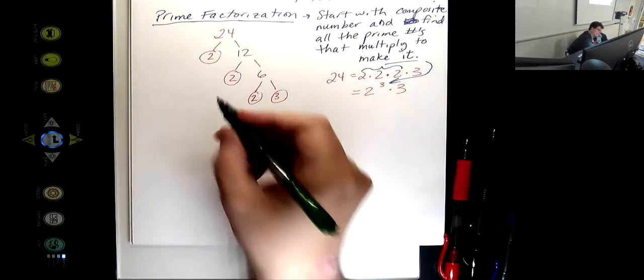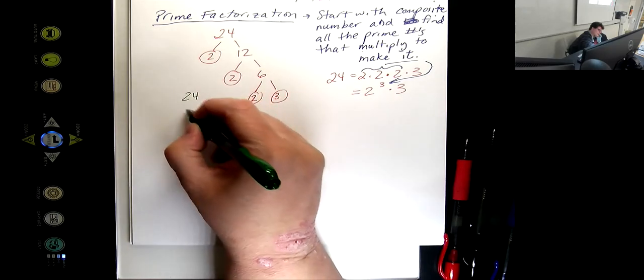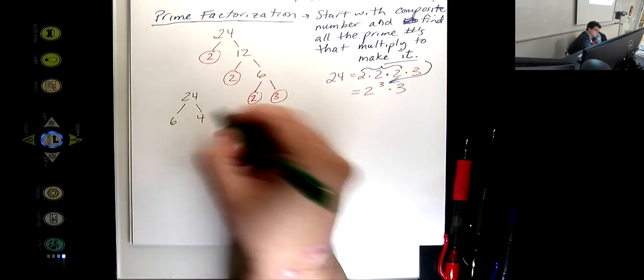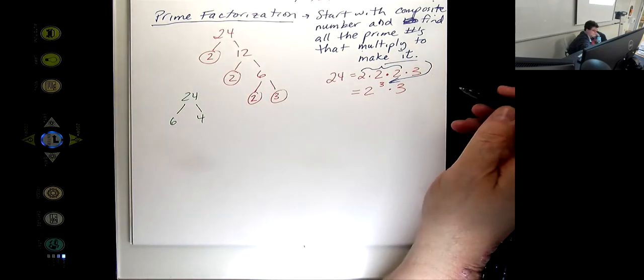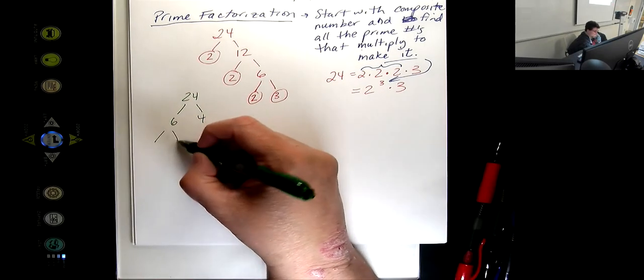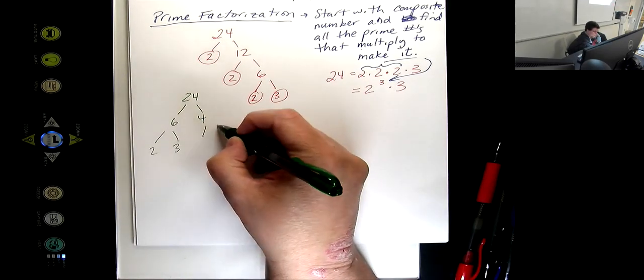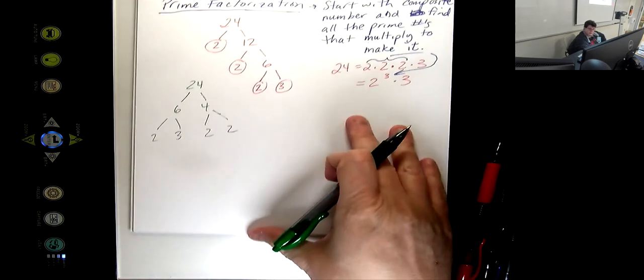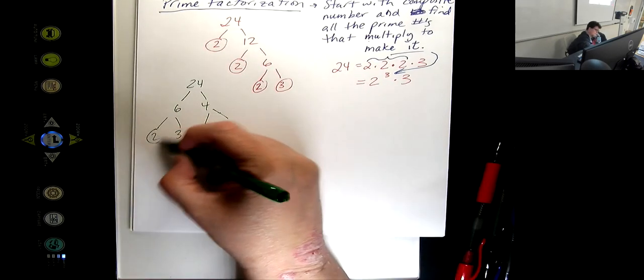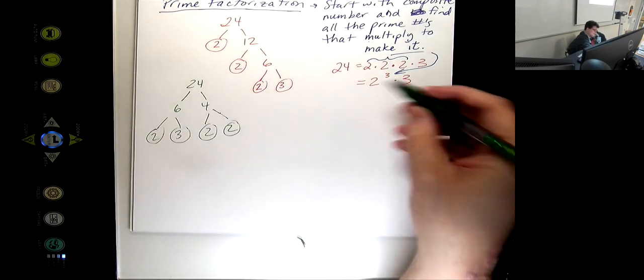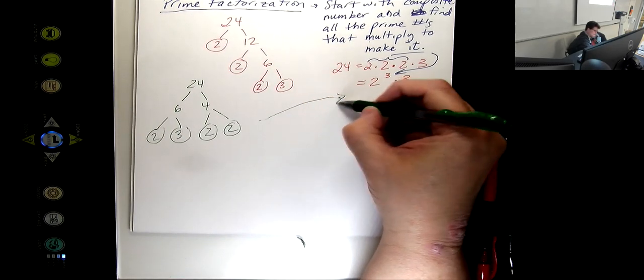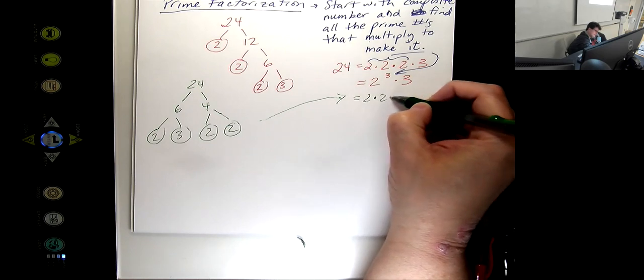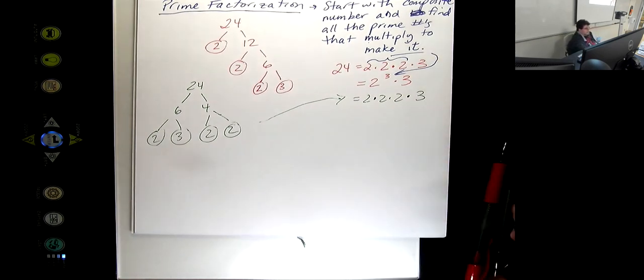If I had done 24 and I had started with 6 and 4. Well, neither of those is prime. So those break down. 6 is 2 times 3, and 4 is 2 times 2. And those are all primes. And notice again, I have 3 2s and 3. So it doesn't really matter what order you do it in, just pick numbers that you know multiply together to make it.